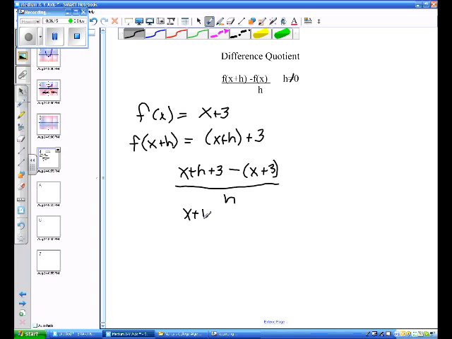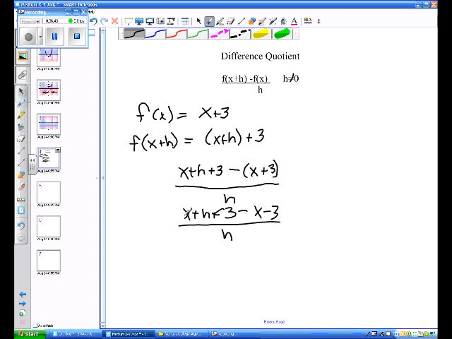So let's remove our parentheses. We'll have x plus h plus 3 minus x minus 3 divided by h. Now what's going to happen in this step, and this will always happen, if it doesn't then you need to go back and check your work, is every term that doesn't have an h is going to drop out. It's going to subtract out.